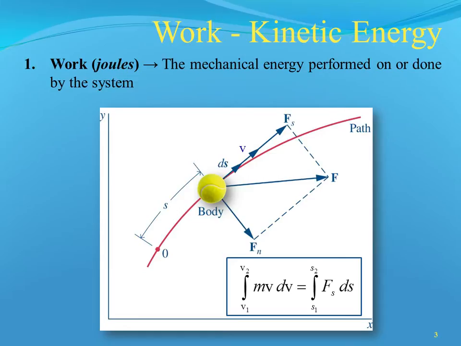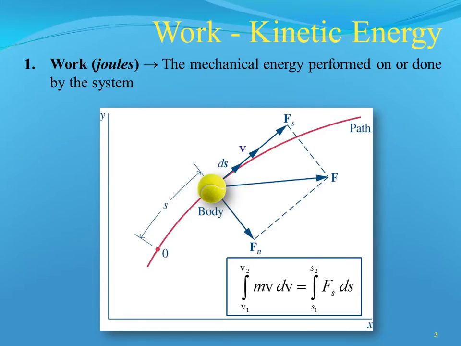Right? So work is in units of joules, and remember a joule is equal to a force times a distance. And force is a Newton, distance is meters, right? So Newton meter in SI units. And so it's the mechanical energy performed on or done by the system. You can see below there's the integral of the mass times velocity. If we integrate that with respect to the velocity from some initial velocity to a final velocity, we could also look at it, like I just mentioned, like a force times distance.